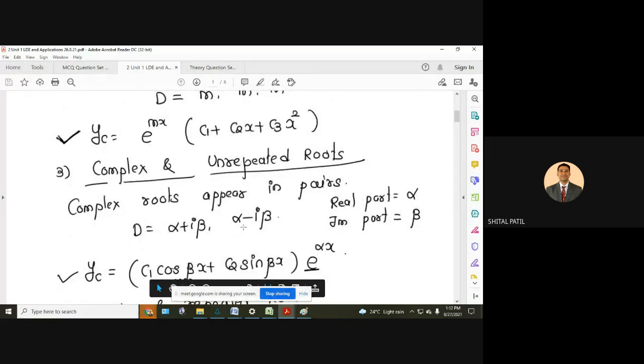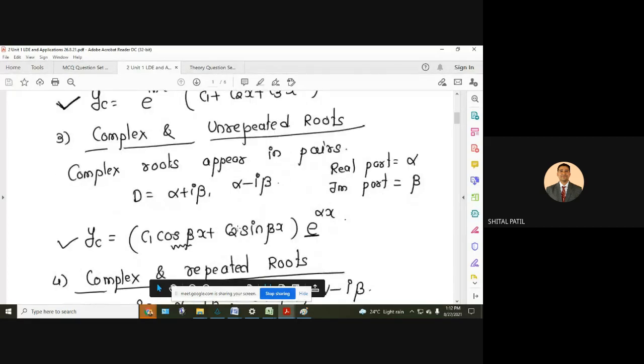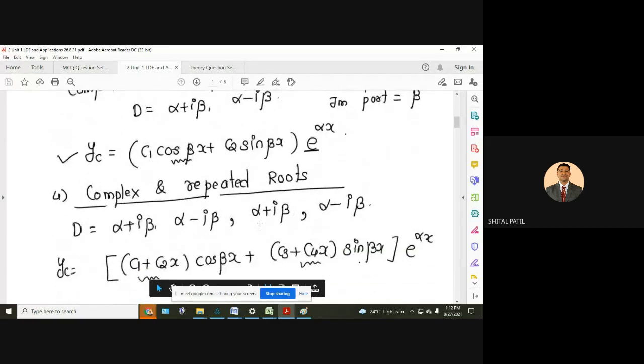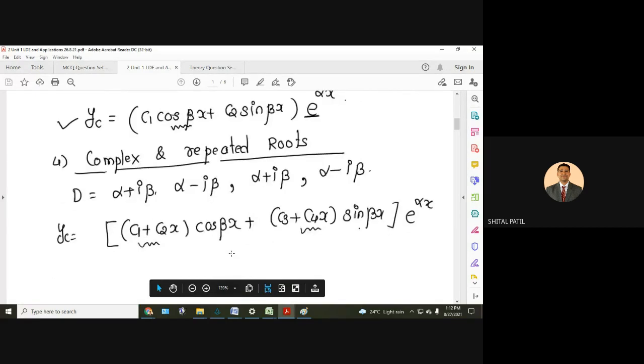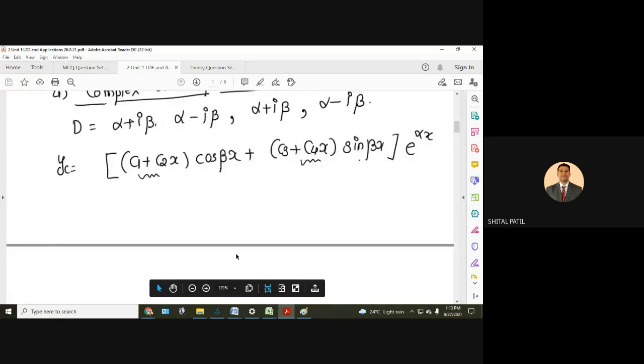Complex and unrepeated roots. Say alpha plus i beta and alpha minus i beta are the roots. Then the complementary function is (c1 cos of beta x plus c2 sin of beta x) into e raised to alpha x. Complex and repeated roots: alpha plus i beta, alpha minus i beta, suppose they are repeated once again. Then the complementary function is ((c1 plus c2x) cos of beta x plus (c3 plus c4x) sin of beta x) into e raised to alpha x.